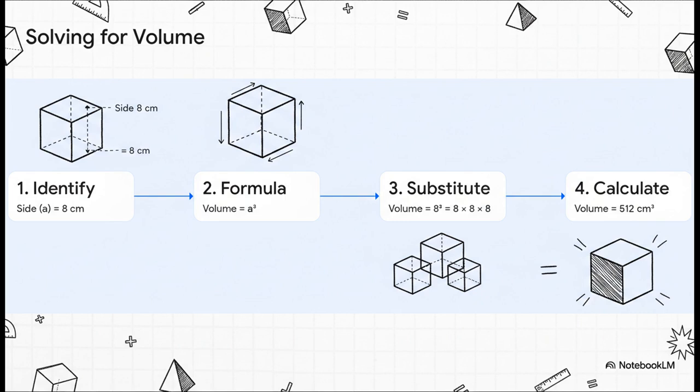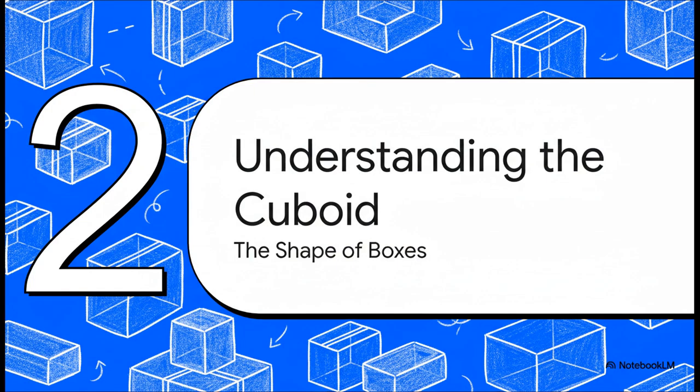Step 1, we identify what we know. The side, A, is 8 centimeters. Step 2, we grab our formula. Volume equals A cubed. Step 3, we just plug in the number. So volume is 8 cubed, which is just 8 times 8 times 8. And that gives us our final answer, 512 cubic centimeters. Easy as that. Okay, so we've got the cube down.